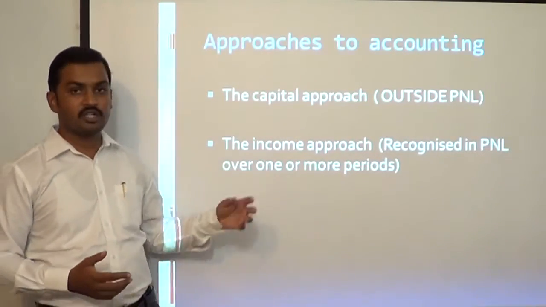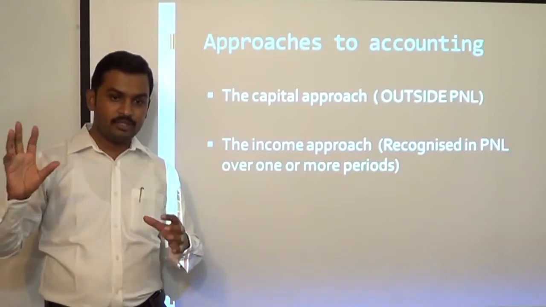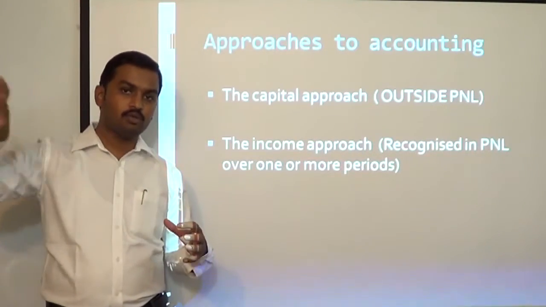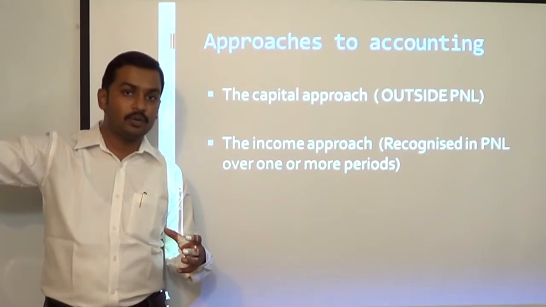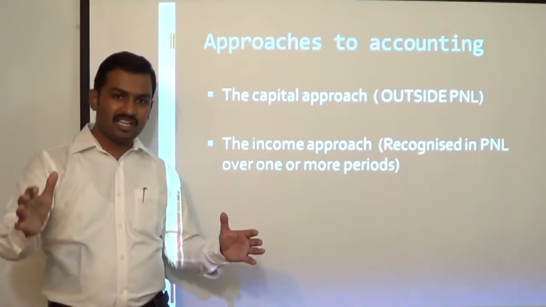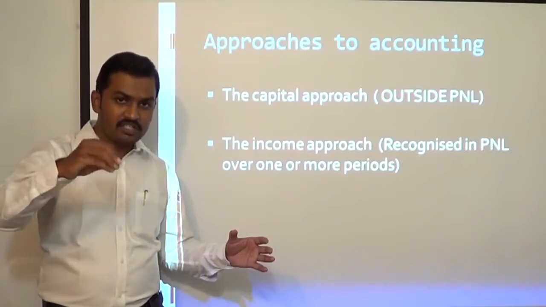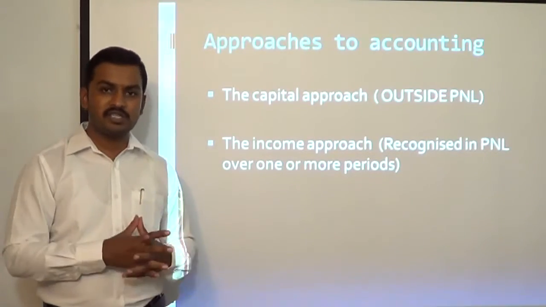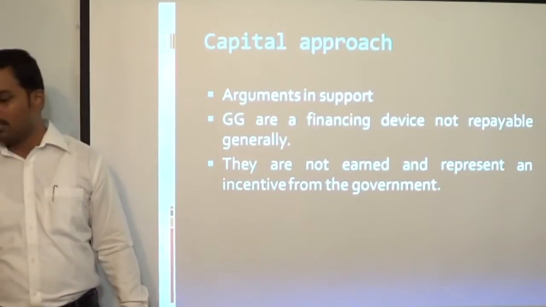There are two approaches generally, the capital approach. Capital approach means outside P&L. That means government grant is not going to touch P&L. It is going to be directly going into reserves, directly going into balance sheet as part of equity. Second is the income approach, where the government grant is going to be recognized as income in the P&L account over one or more periods in which the conditions for the government grant have to be satisfied. Okay. So there can be two approaches. Let us see what are the arguments in favor of each approach.